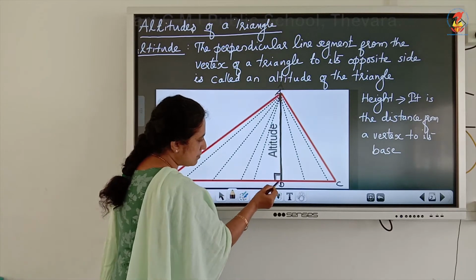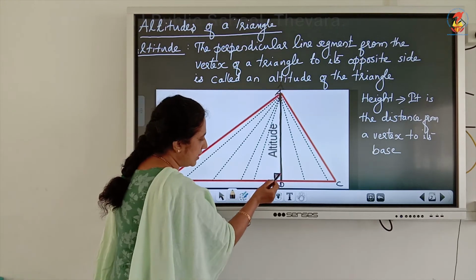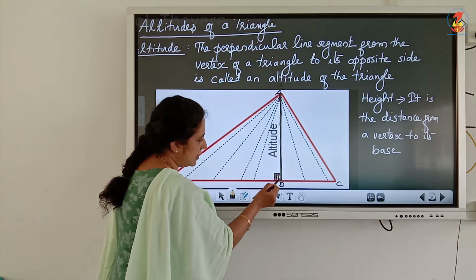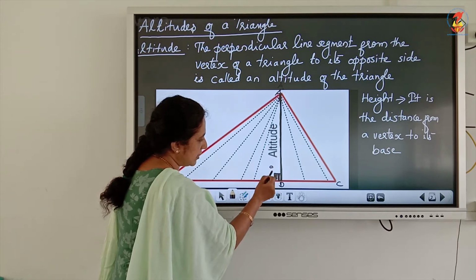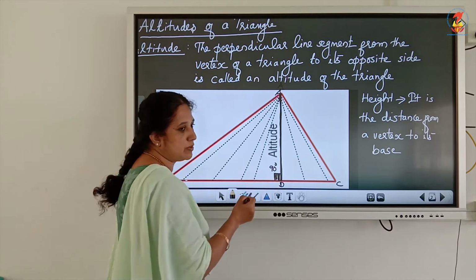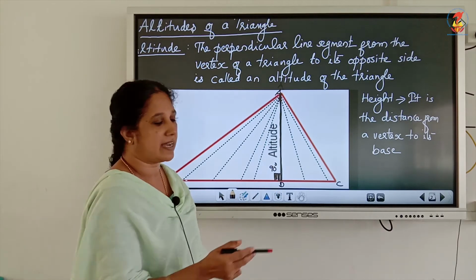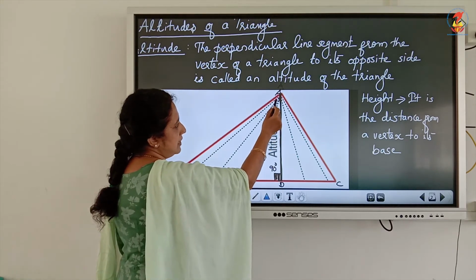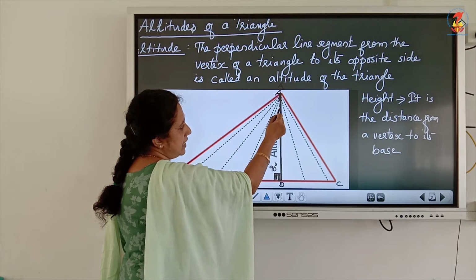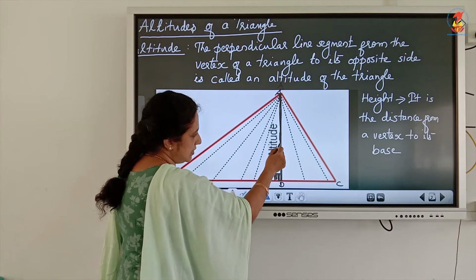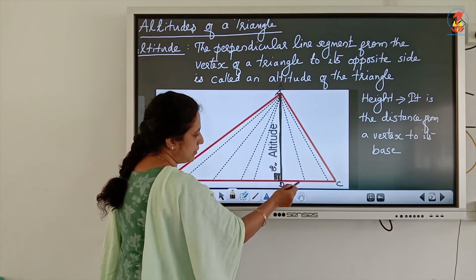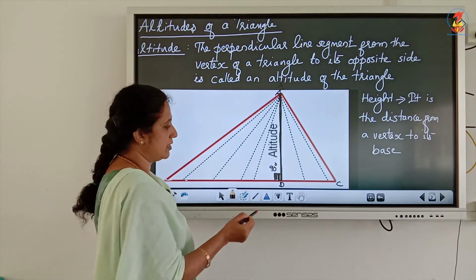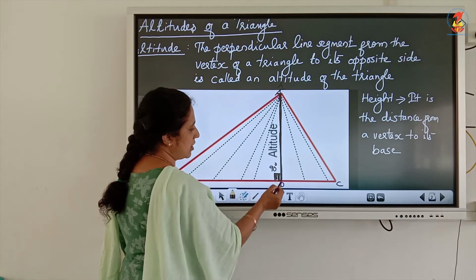The line segment which is perpendicular to BC means the angle between those two line segments is 90 degrees. So this symbol represents 90 degrees. When the two line segments are perpendicular to each other, the angle between them is 90 degrees. So the line segment which starts from A comes straight down to BC and perpendicular to BC gives you the altitude of the given triangle. So here AD represents the altitude.